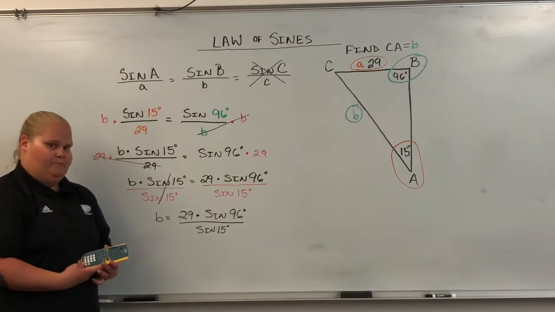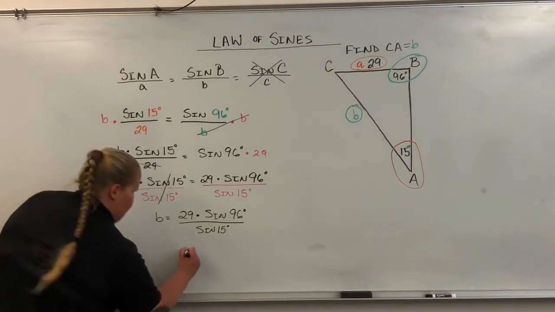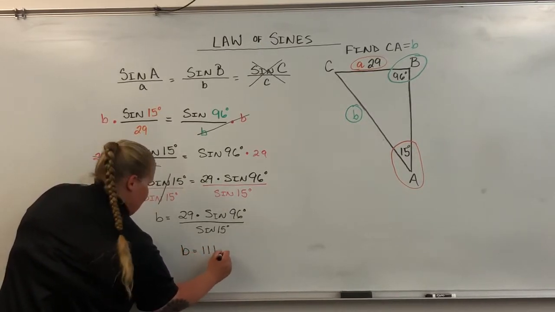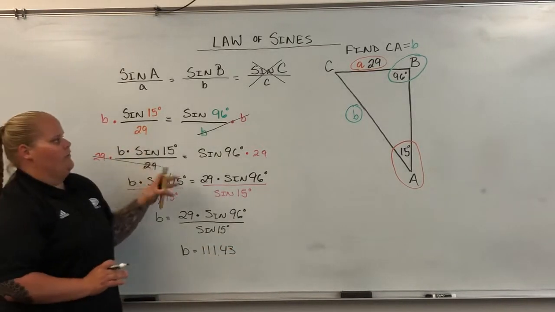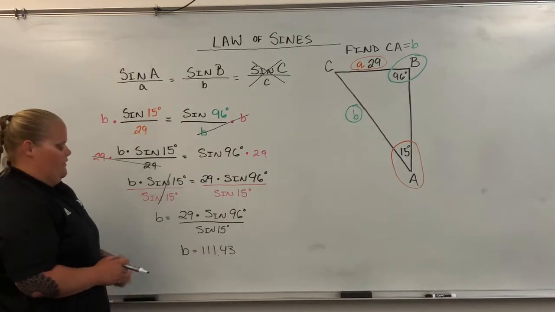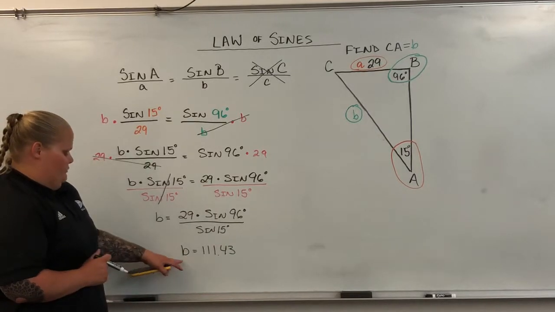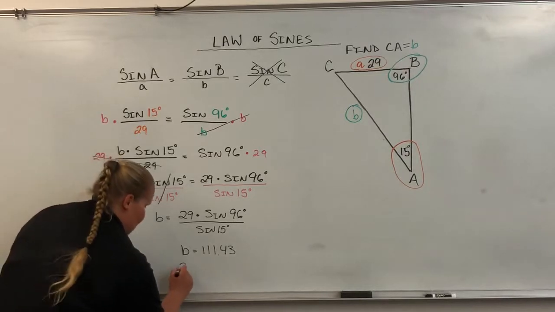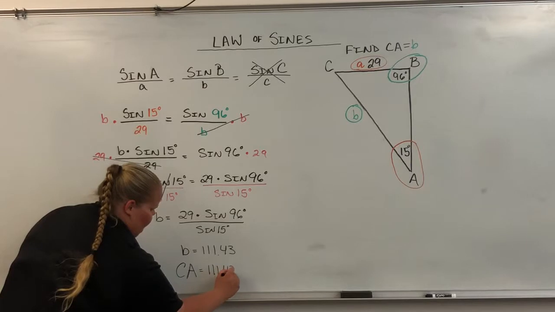We're going to hit enter, and this is going to be b equals 111.43. It doesn't tell us anywhere to round to any specific point, so that's where I'm going to cut it off. The decimal does go a little further, but I'm going to leave it at 0.43. So b is equal to 111.43. That means that CA equals 111.43.